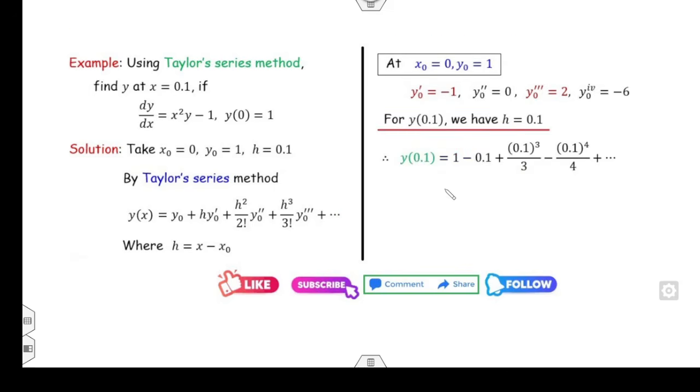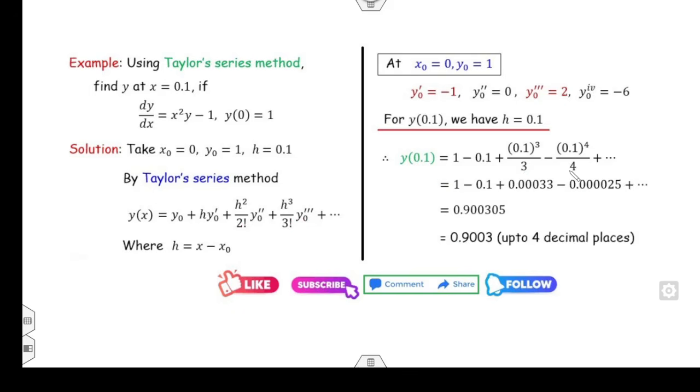Now the rest you can do by calculator. You can open these squares and so on. Now I have filled in 2 here, and it cancels with 2 factorial. y double prime is my 2. I can substitute 2 into 3 factorial is 3 and so on. Now if you open this bracket, you can see that up to 4 decimal places it is 0, so there is no need of them. So the final answer is 0.9003. That is the right answer.